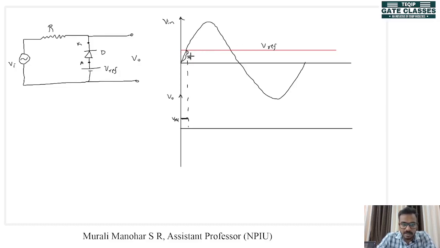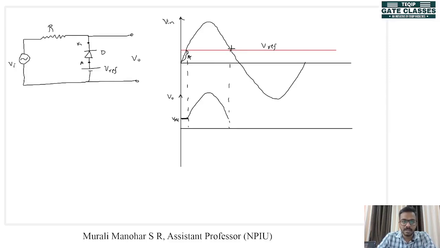Sorry, I made a mistake here. This is cathode voltage. So after this point, cathode voltage is more than anode voltage, and diode will be reverse biased. When diode is reverse biased, what happened to the output? Diode is reverse biased, and this is open circuit. V out is connected to V in. So we will get V out equal to V in.